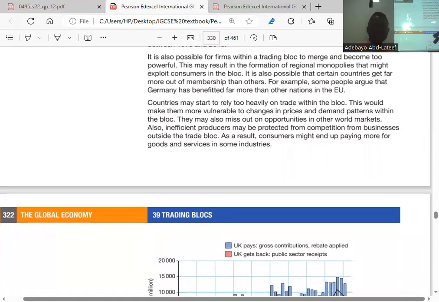And the last one, they said they may also miss out on opportunities in other world markets. Yes, because it is a regional thing. It doesn't give them opportunity to see things globally. So what you are exposed to are those things within your bloc. You are not exposed to things outside your bloc, which is globalization. Is it clear?